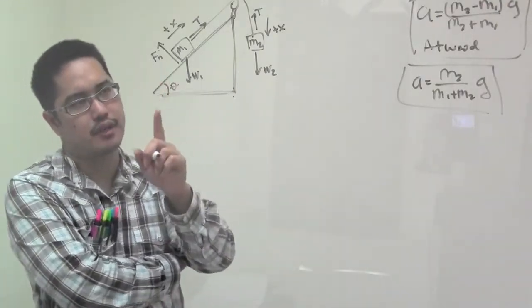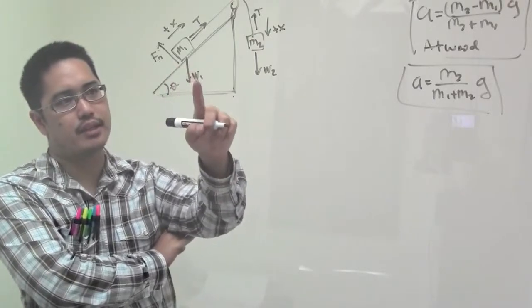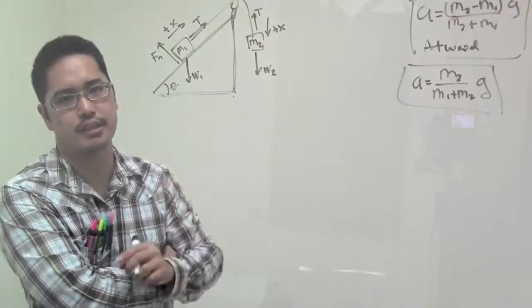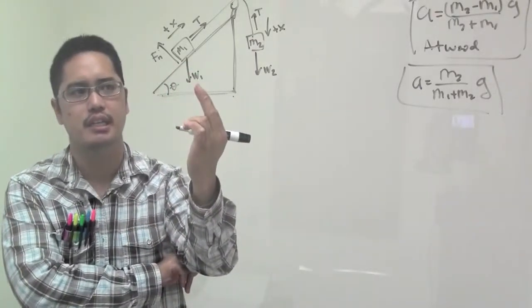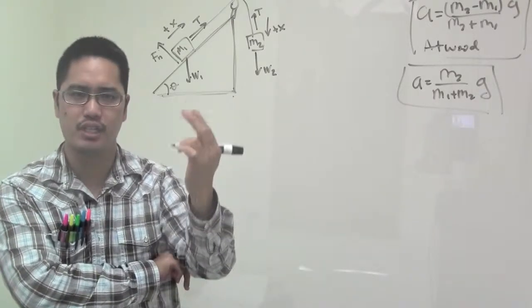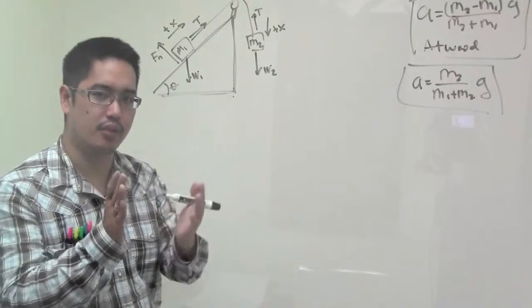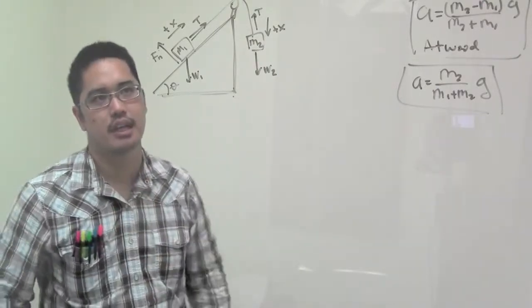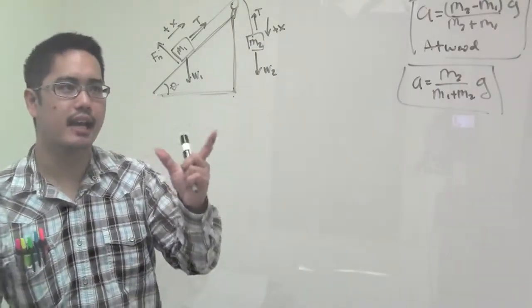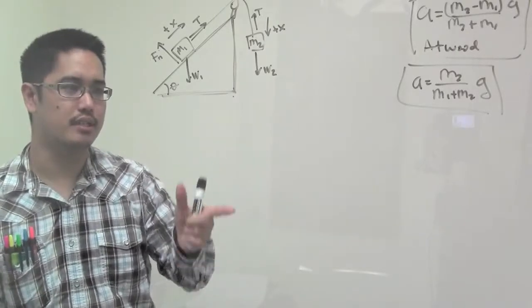This part gets a little bit funky. I'm going to break this guy into its components. And you guys are saying, wait a second, W1 is in the vertical direction. Why would you break something that is not at an angle into its components? And my answer is this. It's because I actually slanted my coordinate system.